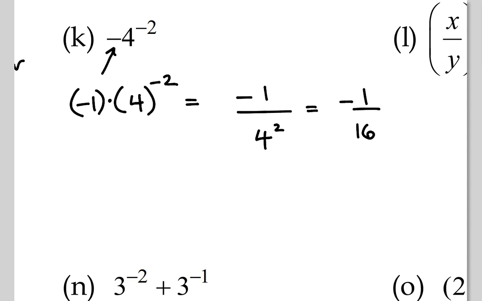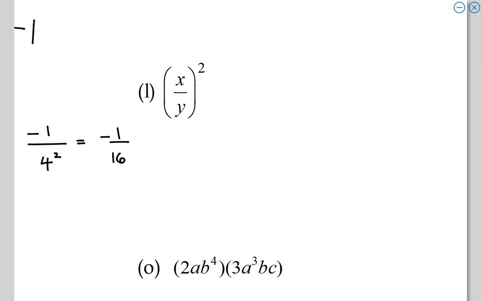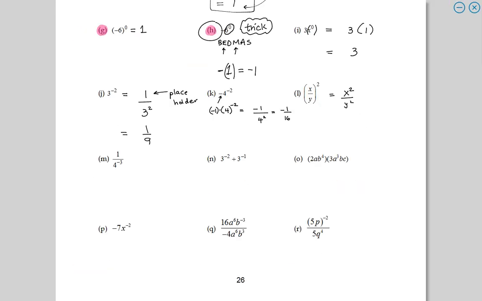So order of operations, exponent laws, these understandings really help in your learning of algebra. This one's a bit of a joke. I think we already did this one. Alright, keep going.